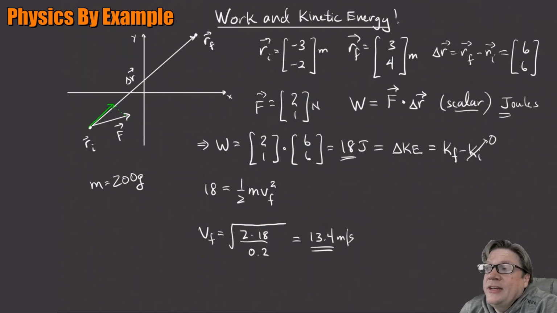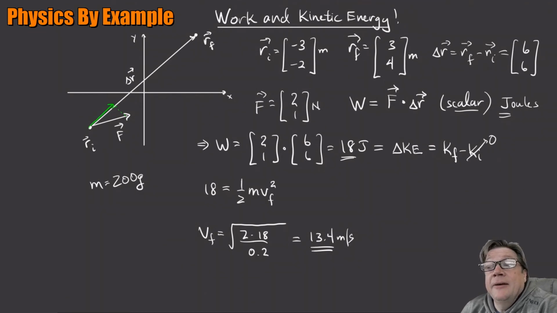So what's neat is just knowing the amount of work done, the scalar product of force and displacement, I can figure out what the final speed is. Because what's the effect of dumping a bunch of energy into the system of this particle? I speed it up, right? There's some component of force along that direction. So I'm speeding it up. How much did I speed it up? 13.4 meters per second. Neat.